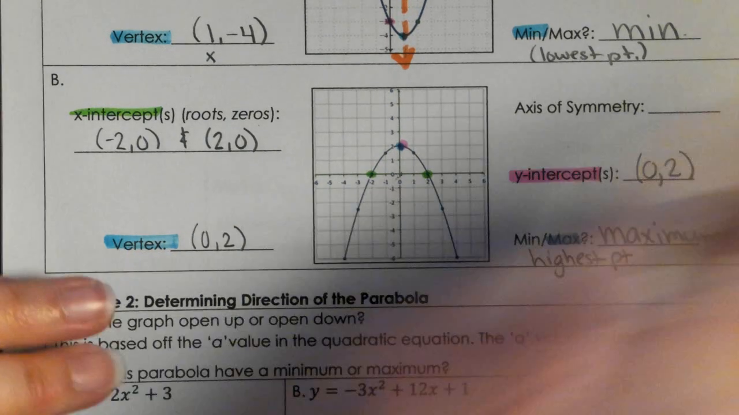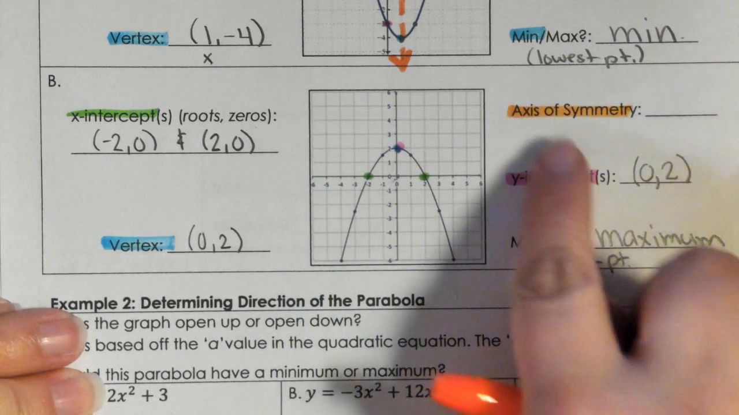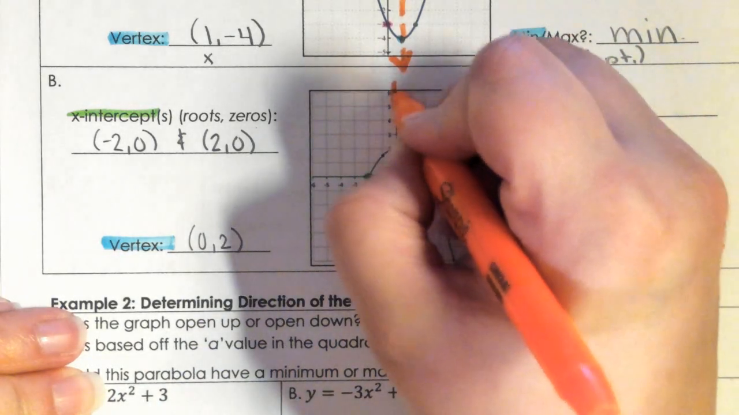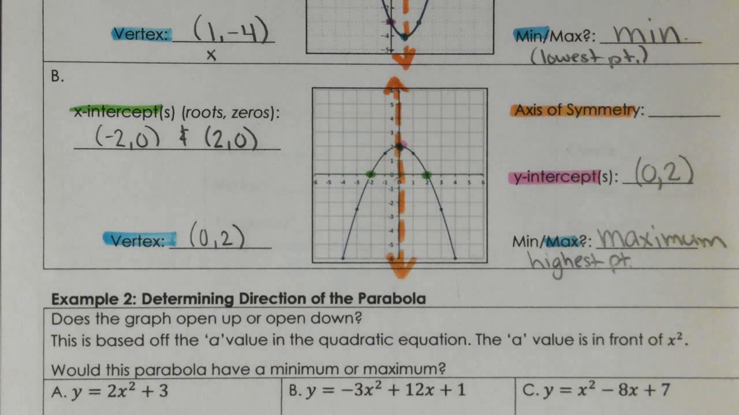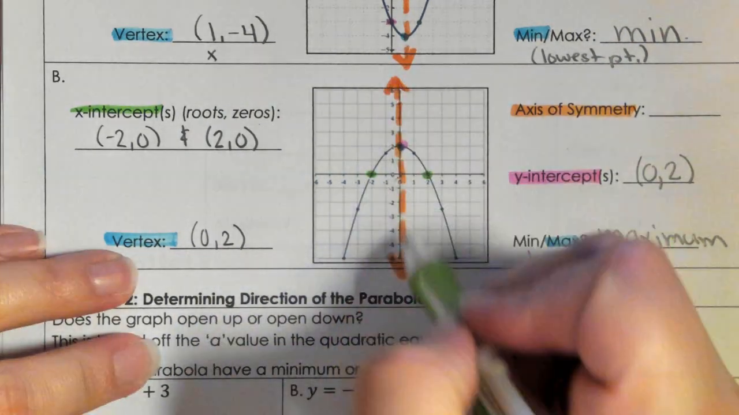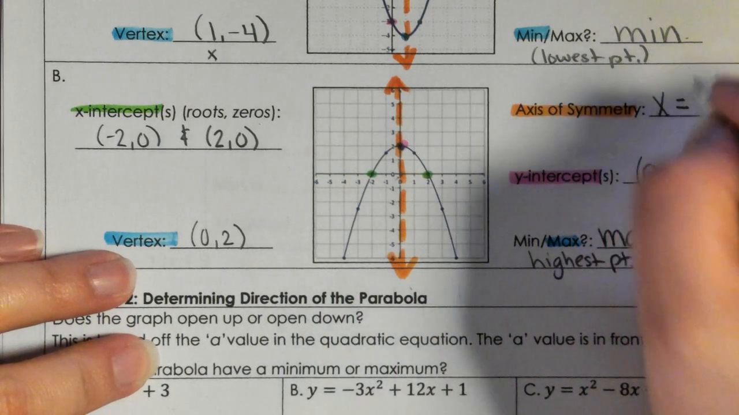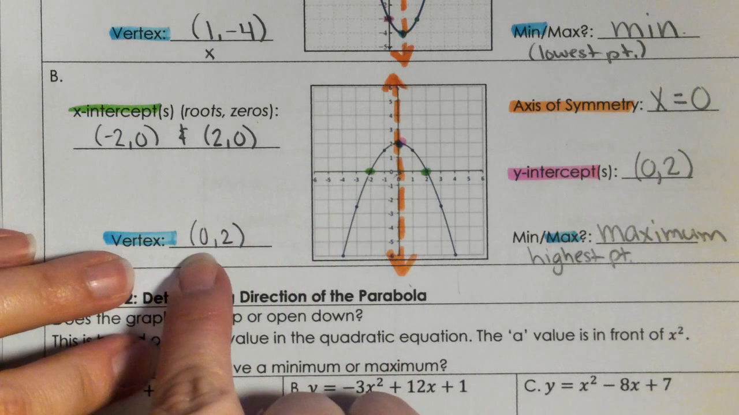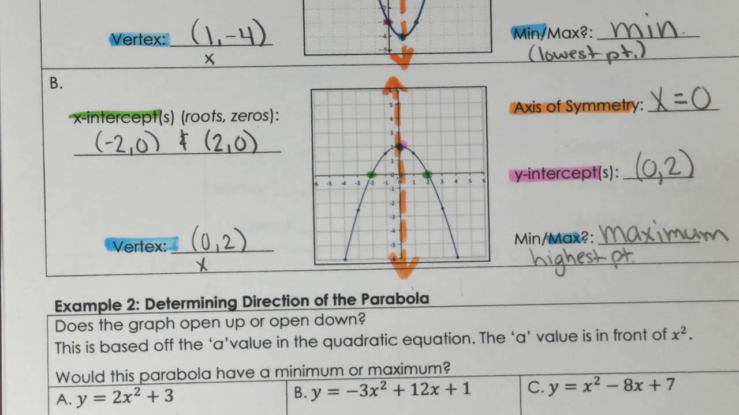Then my axis of symmetry: you find the vertex, you draw a vertical line through the vertex, and you say, oh, that line crosses the x-axis at 0. And remember, that is the same as the x right here. Okay, moving on.